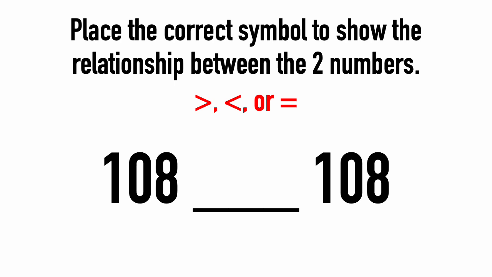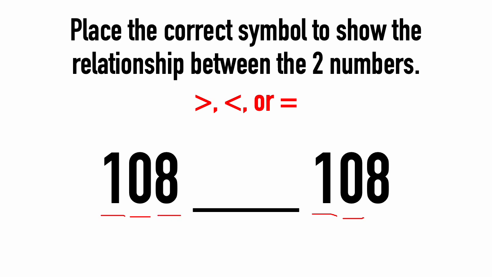We are moving on to the last number sentence comparing these two numbers. So we always start in the highest place value, which in this case is the hundreds. So we have a 1 in the hundreds place over here and a 1 in the hundreds place over here. Because those two numbers are the same, we must move on to the next place value, which is the tens. We have a 0 in the tens place on this side and a 0 in the tens place on this side. Because these numbers are the same, we must move on to the ones place.